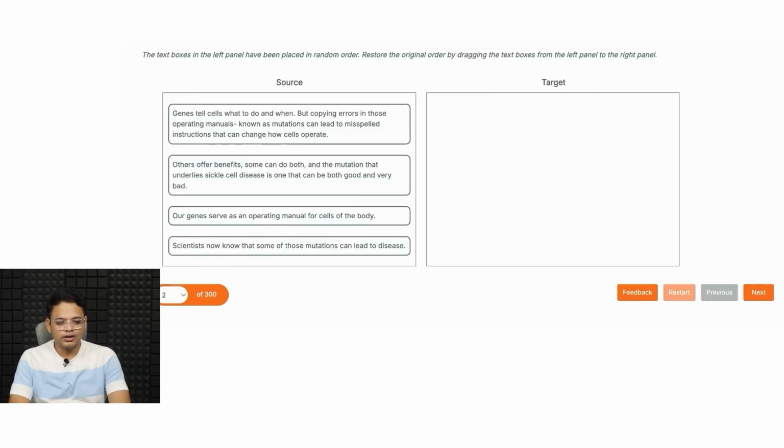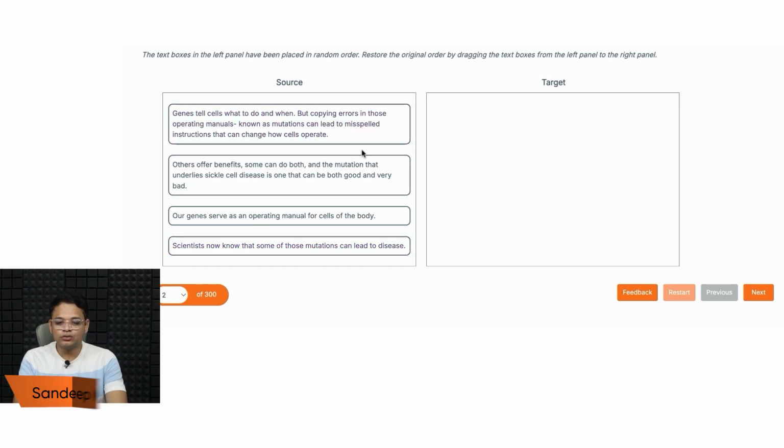Guys, let's learn to implement reorder paragraph. The first step is to go through the jumbled sentences which are there in the source, basically. Let me present the question. As you can see, the source is on the left hand side. The source is the box that contains the jumbled sentences, which are nothing but the sentences that are not in the correct order. They are not in a coherent order, basically, right?